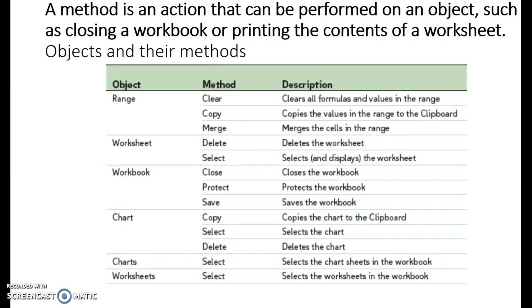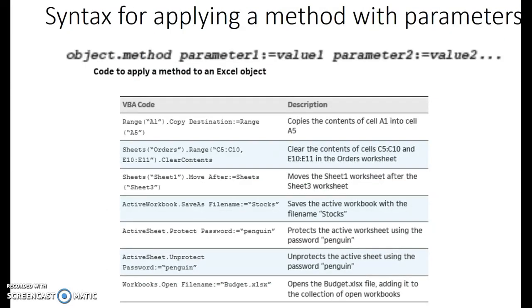A method is an action that can be performed on an object, such as closing a workbook or printing the contents of a worksheet. So if you wanted to save the workbook, this would be a method. But some methods need to have a parameter in order for them to go through. And we're going to use this particular command, the third one here, sheets move after sheets 3. We're going to use that method in just a second.